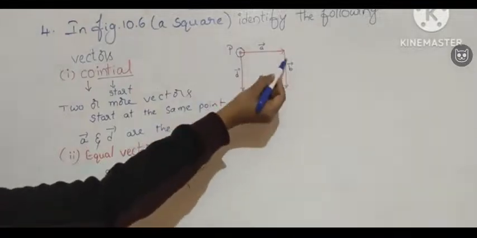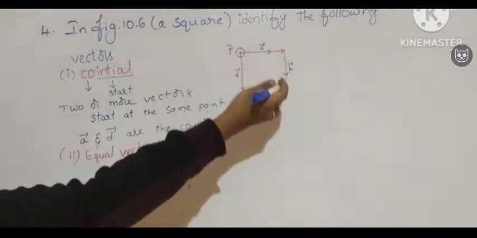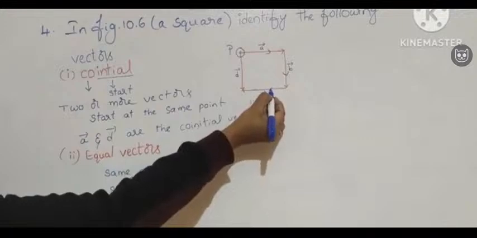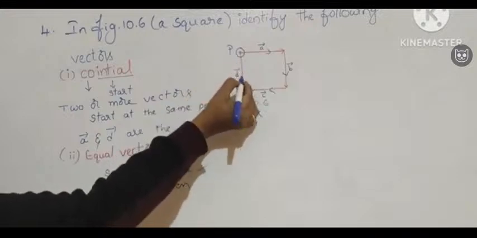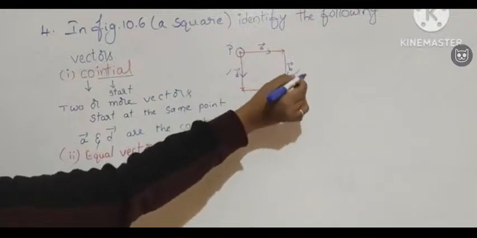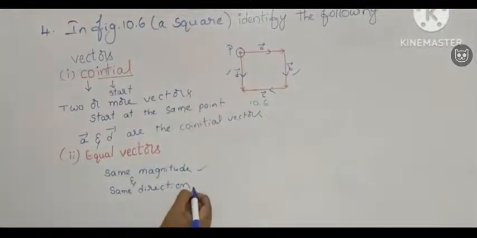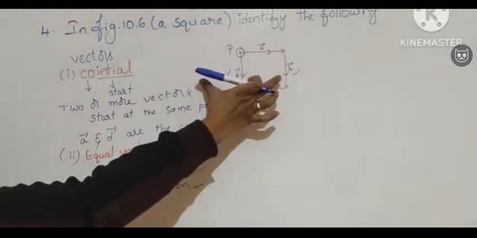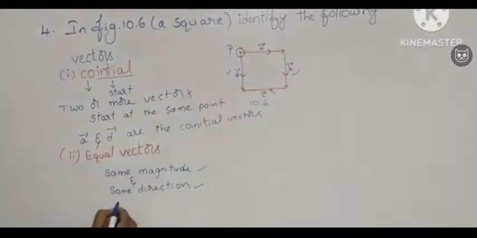One is in the forward direction, one is in the downward direction, one is in the reverse direction with respect to the starting vector, and one is downwards again. If you observe these two, B bar and D bar have the same direction. So, in terms of direction, only two vectors are the same, but A bar and C bar are not. So the equal vectors are B bar and D bar.